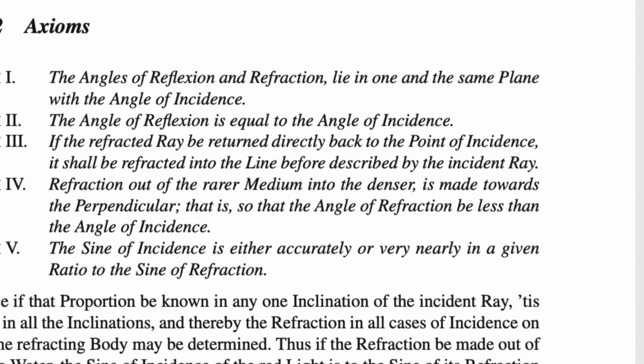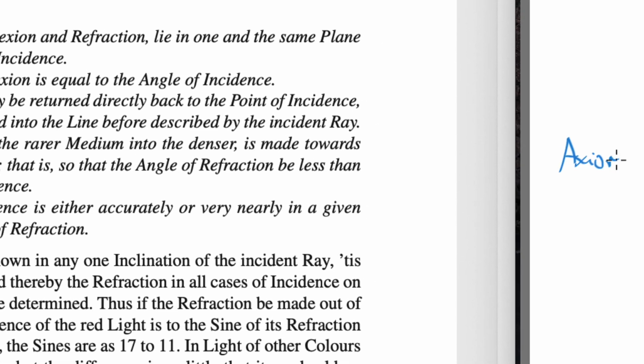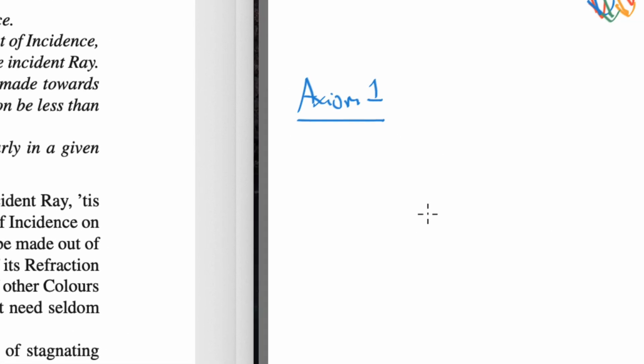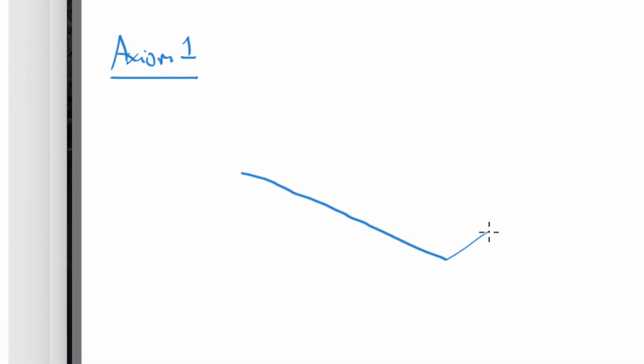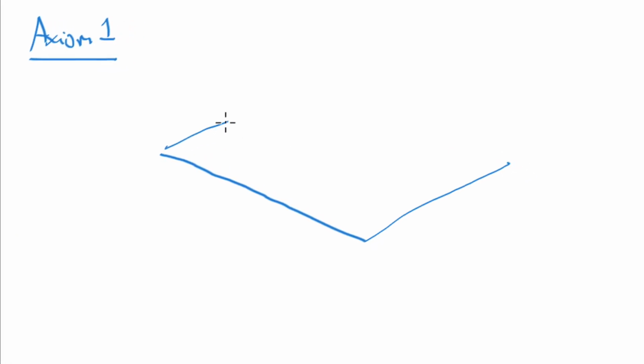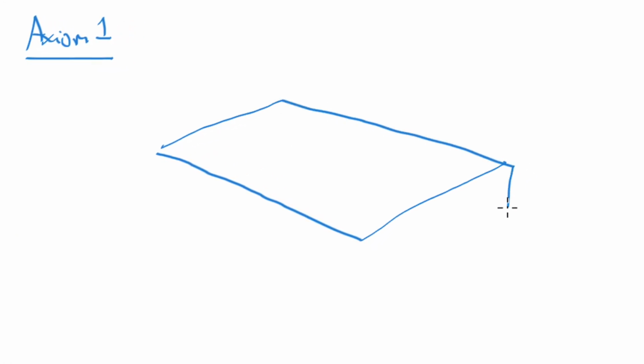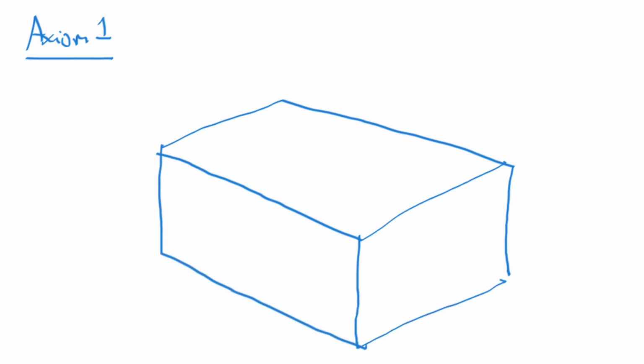What does he mean by this? So let's talk about axiom 1. He's saying suppose we have a surface. I'm going to draw this in 3 dimensions now. Suppose we have a surface like this, a glass block, and suppose that we have a ray of light that is coming in like this and striking the glass block. And suppose that we have some of the light that is going into the glass block and some of the light that is reflecting off of the glass block.